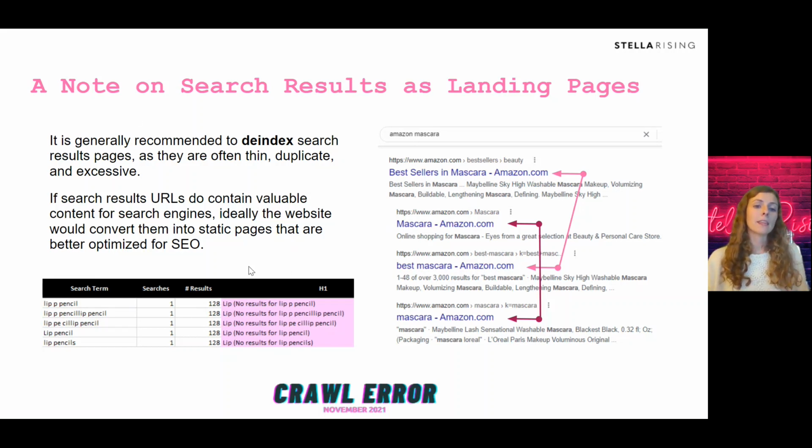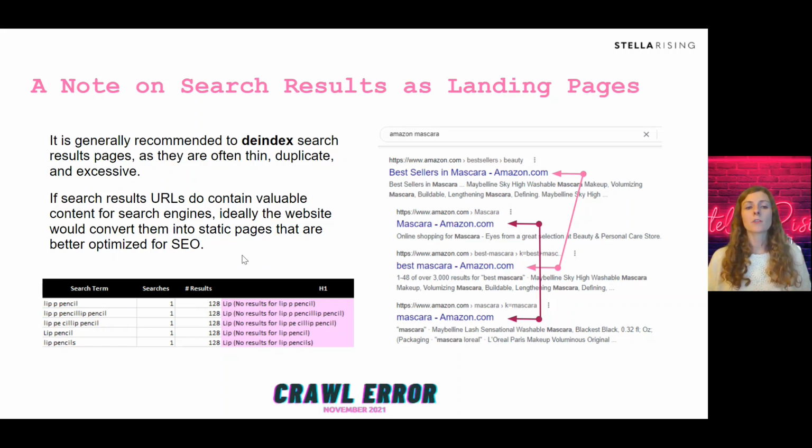In this example here, you can see for a term like lip pencil, if we were to make a search result page indexable across the board, we would be seeing a lot of duplicate content here and a lot of nonsensical pages that we don't want cluttering the index.